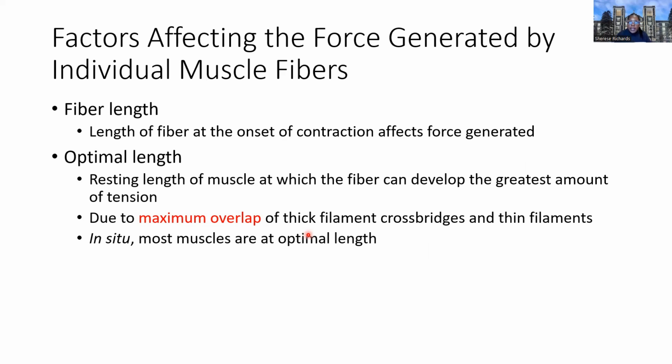The resting length is typically going to give us the greatest amount of tension. So we don't want the muscle to be too stretched, and we don't want the muscle to be too contracted when the contractions start. We want them to be at a nice optimal resting length, and they will generate the maximum amount of tension at that sort of middle resting length. The reason for this is because we want to have the maximum overlap, the maximum amount of space for cross-bridge cycling to happen. The way that muscles are in our body, in situ, is that they are already at their optimal length, and so they will typically generate the maximum amount of force.